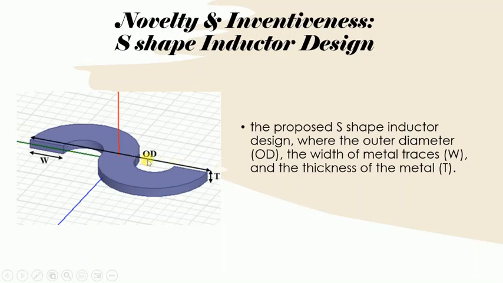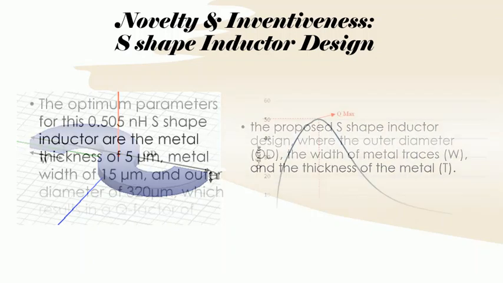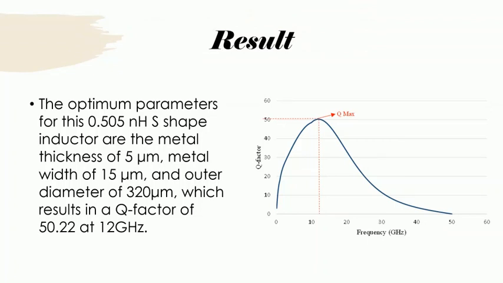So these parameters will be optimized in order to get higher Q factors of the inductor. Okay, so this inductor has a result of 0.505 nanohenry, with a Q factor of 50.22 at 12 gigahertz. The geometrical parameters we have to get this Q factor are a metal thickness of 5 micrometers, a metal width of 15, and an outer diameter of 320 micrometers.